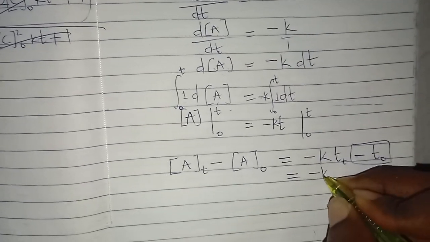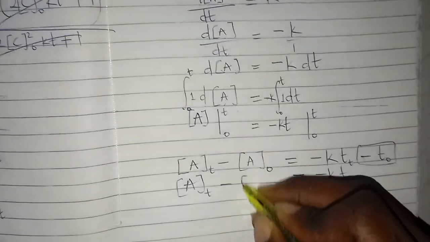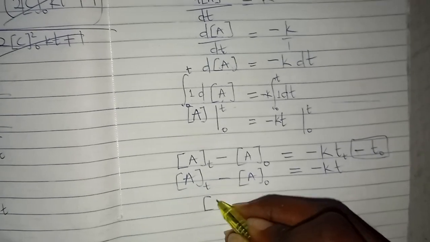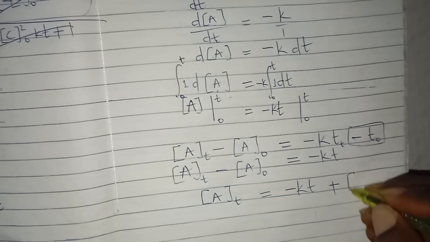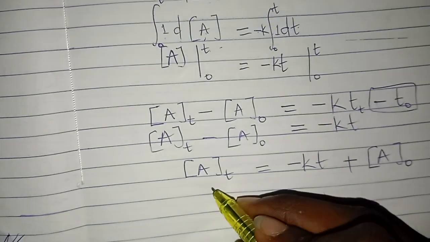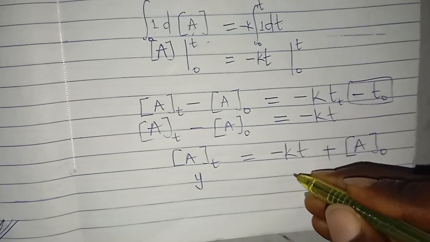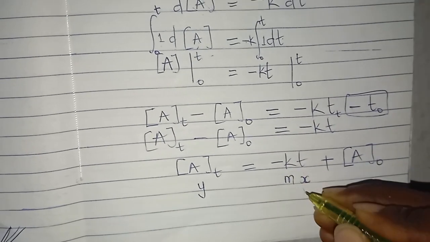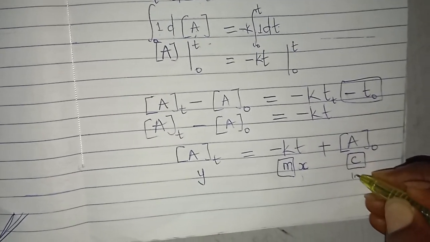So I simply have minus KT is equal to AT minus A0. So I can make this in such a way that concentration AT at time T is the subject of the formula. So this becomes minus KT plus A0, the initial concentration of A. So I push it this way so that you can see that this is a straight line graph. This is the equation of a line. I have y, this is x, and what is beside x? M, which is the slope. And what is here? C, which is the intercept.